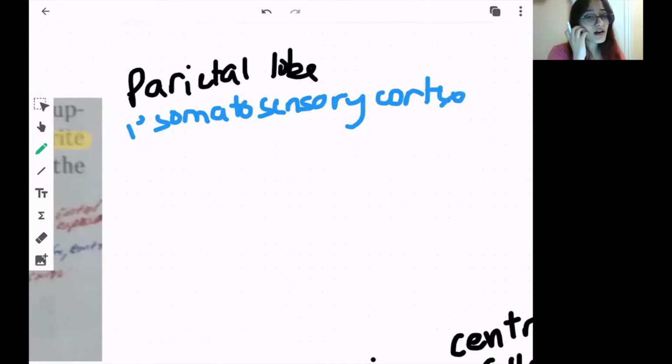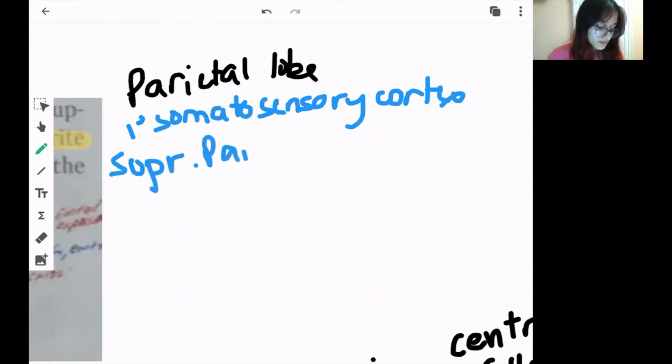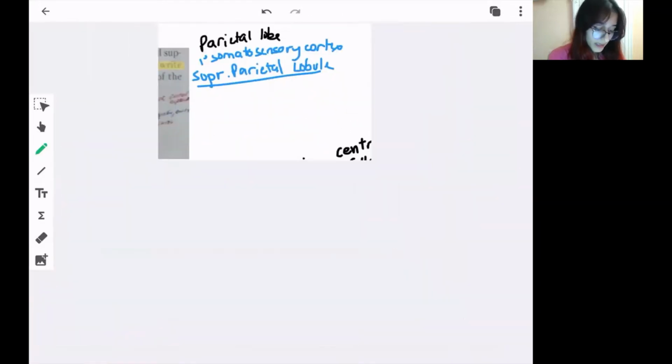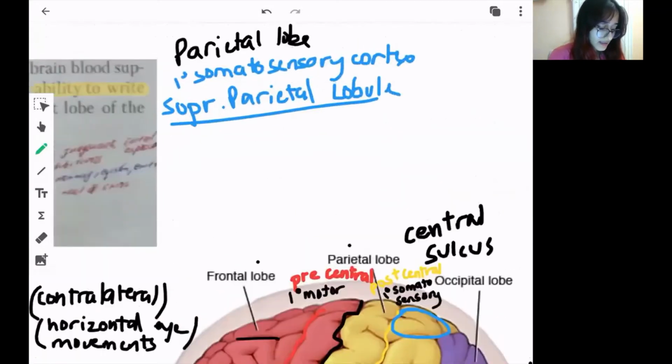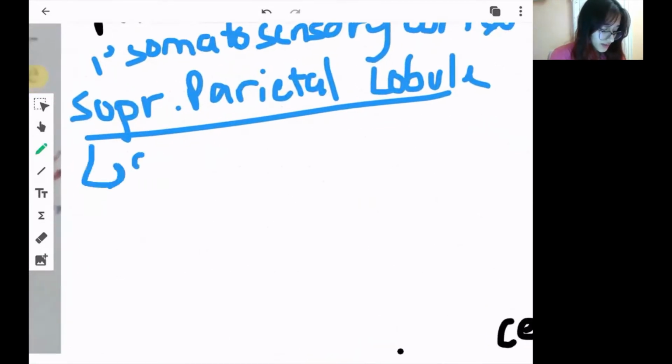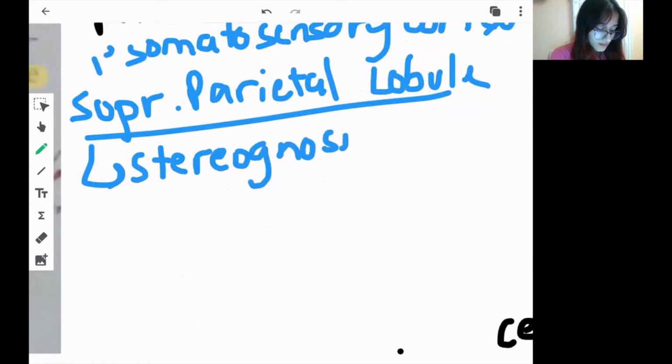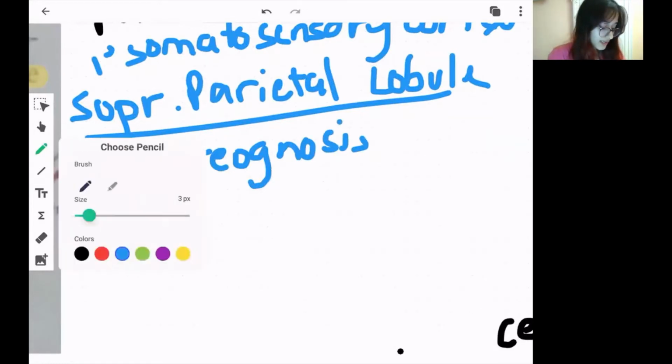And again, another question that was asked in Krok was about the superior parietal lobule. The superior parietal lobule is right here, and it is responsible for stereognosis, that is the spatial recognition of objects.